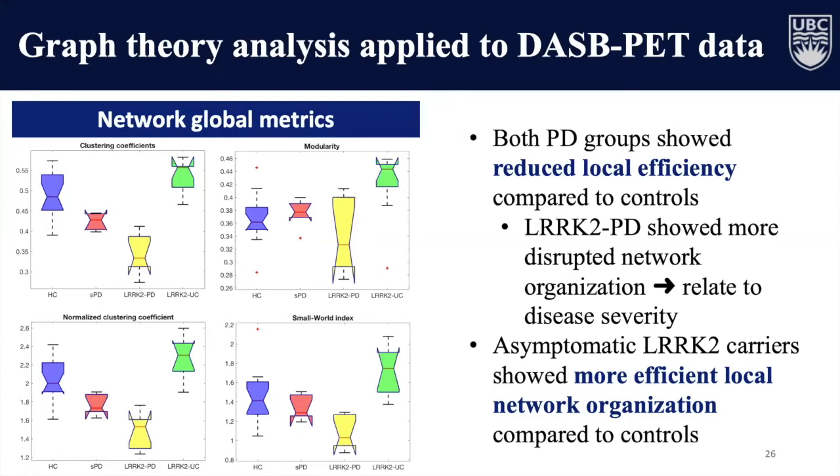Yes, so we have 9 for healthy controls, 11 or 15 for sporadic PD, around 9 for LRRK2 PD, and around 12 for LRRK2 unaffected mutation carriers. So the sample size is relatively small. No, but that's okay. The green was more than I thought. Okay.